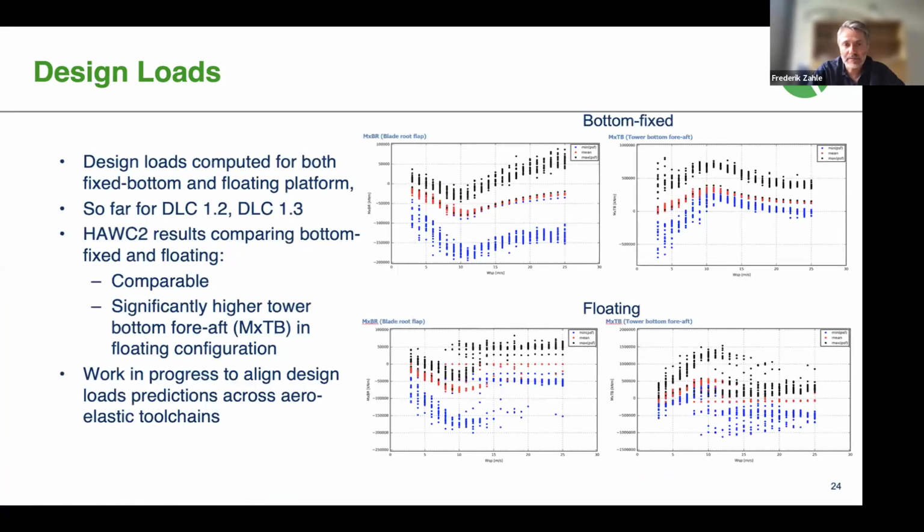Here we see some examples of these loads that come out for both the bottom fixed and floating configurations. We see in the first column blade root flap, and in the second column the tower bottom fore-aft moment. And one notable thing perhaps is that for the floating platform, the tower bottom moments are quite high, and there's certainly work needed to address this issue, hopefully through control, but this is under active investigation.